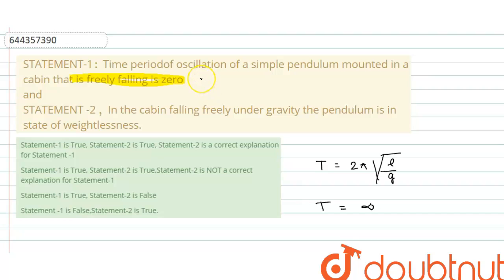Since all the objects are falling with the same acceleration, there will be no oscillation of the simple pendulum. Statement 2: In the cabin falling freely under gravity, the pendulum is in the state of weightlessness. Yes, this is true, because effective value of acceleration is 0, effective g is 0. So weight, which is mg, will be equal to 0. So it is the state of weightlessness. So statement 2 is true and statement 1 is false. This is the correct option. I hope you understood this explanation.